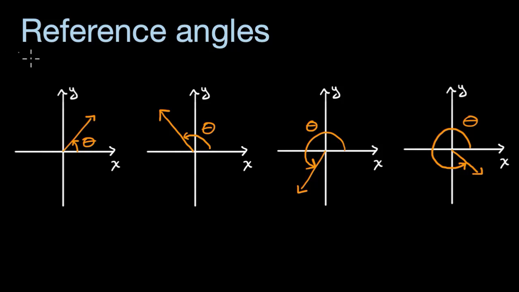So let's talk a little bit about reference angles. These are angles that are formed between, you could view it as the terminal ray of an angle and the x-axis that is positive and acute. And we usually denote it with a theta prime.